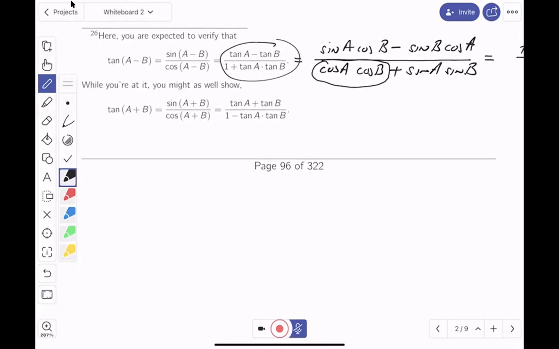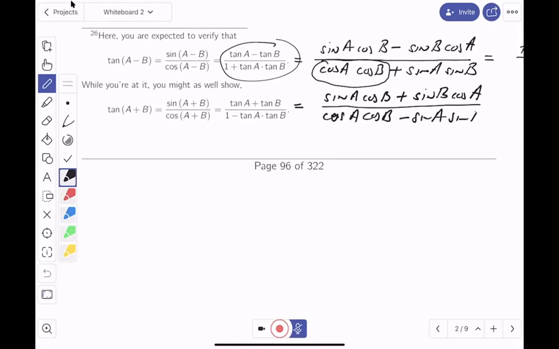And it says, while you're at it, why don't you do this one too? Let's write it down. We're doing the same exact story. You've got sine a cosine b plus sine b cosine a, over cosine a cosine b minus sine a sine b. All right, what did I do over there? Let me point out to you. Tan of a plus b is sine of a plus b over cosine of a plus b. I just put the expansions down for those things over there. Then we want to see if we get this formula over here.